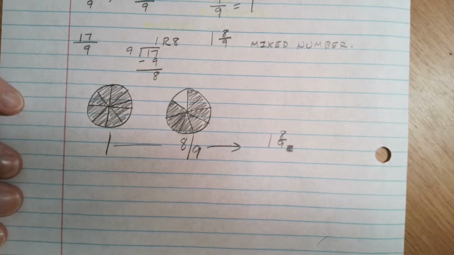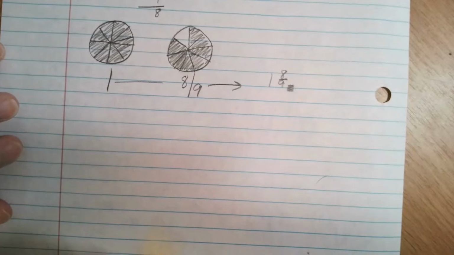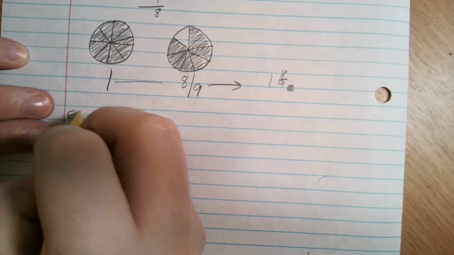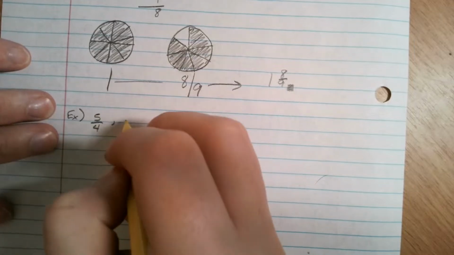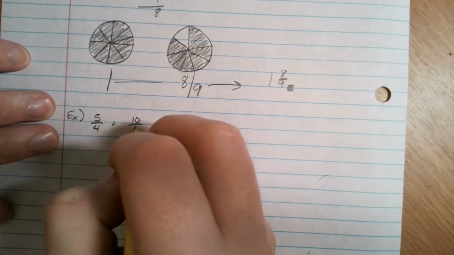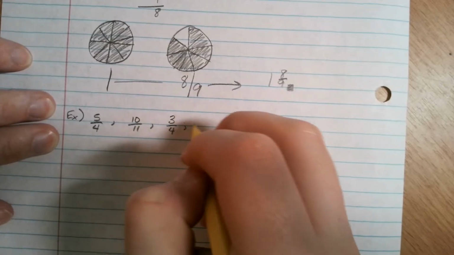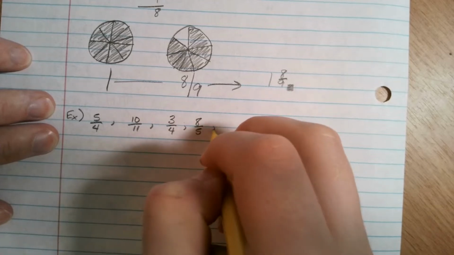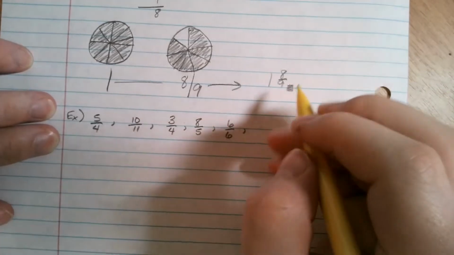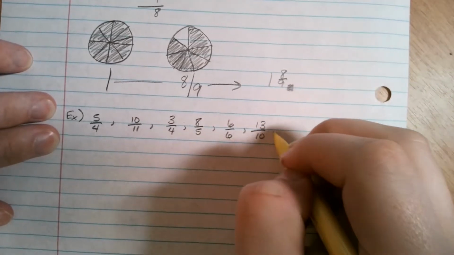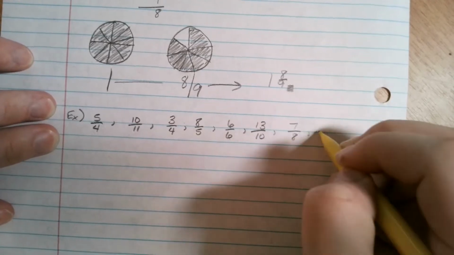Okay, so we have an example to help reiterate with a list of fractions: 5/4, 10/11, 3/4, 8/5, 6/6, 13/10, 7/8, and 15/8.